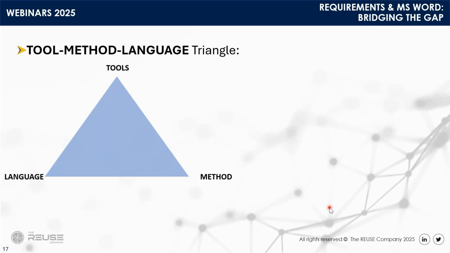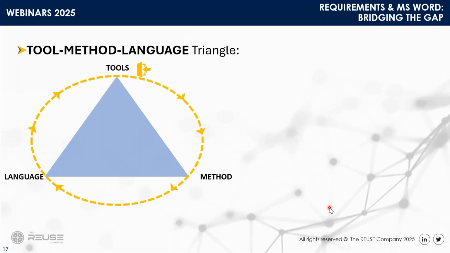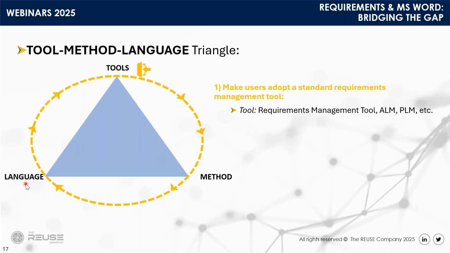In the first approach, we decide which tool we want to use. So we have a need for implementing requirements management, and we decide which tool to use. So the entry point is the tool. This tool is conveying a method and is working in a language. So the language of requirements is natural language, but since you're using a tool, you need to learn also to use and understand the data model of the tool.